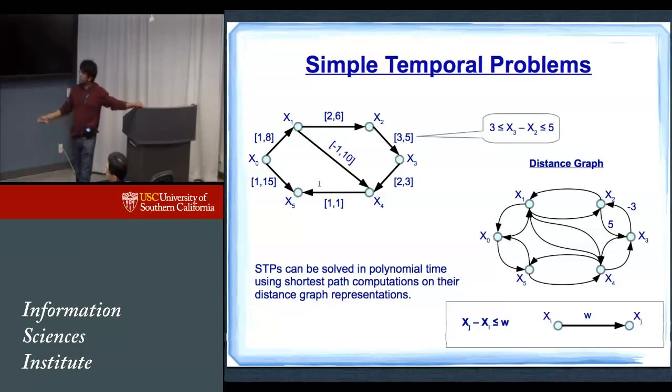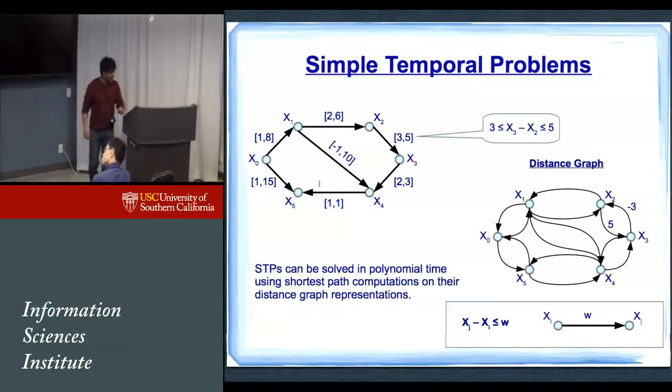Right? Now what is interesting about the distance graph representation is that the set of simple temporal constraints that you gave me is going to be consistent if and only if there is no negative cost cycle in here. So the absence of negative cost cycles characterizes the consistency of my simple temporal constraints. Okay? And if there are no negative cost cycles, one such consistent schedule is given by assigning to every time point the length of the shortest path from x0 to that variable.